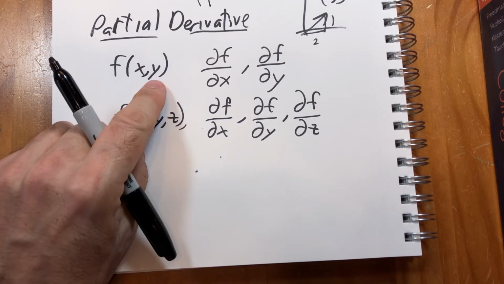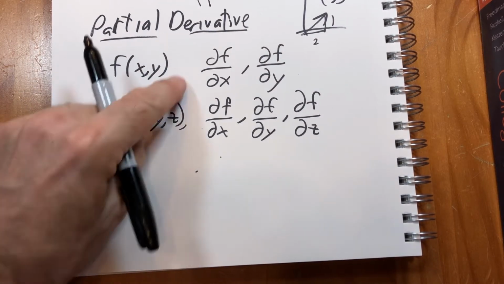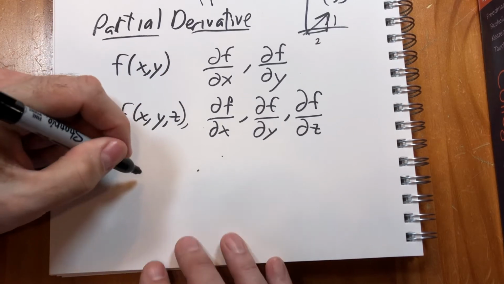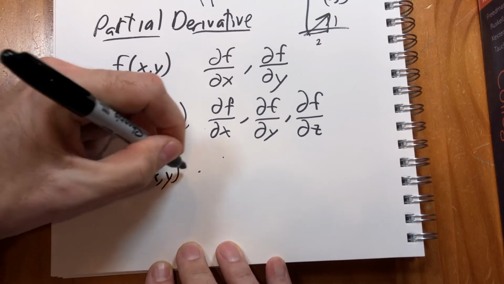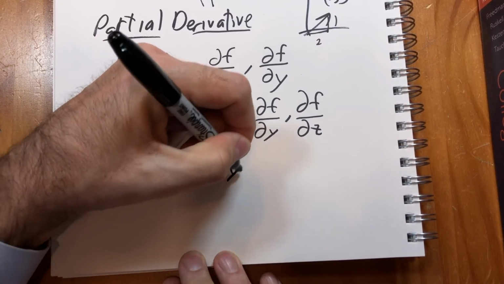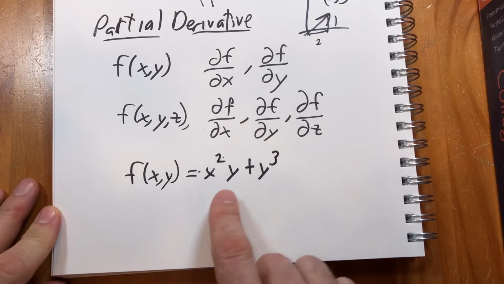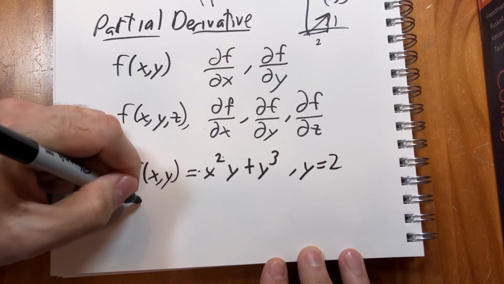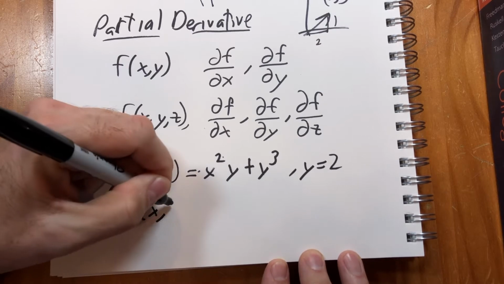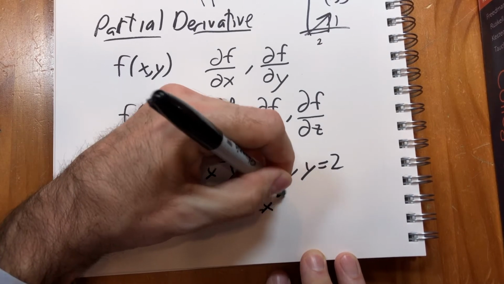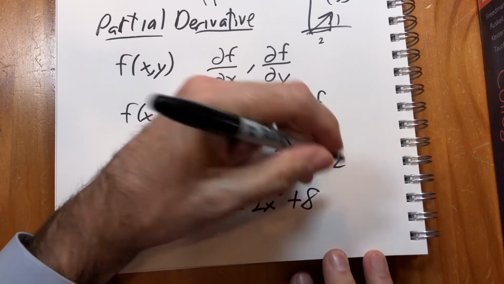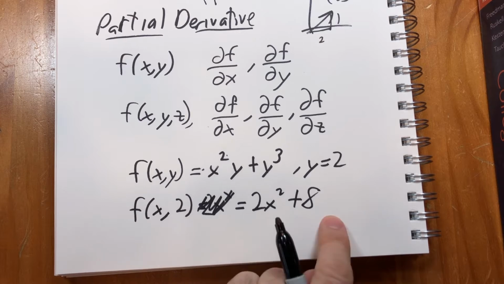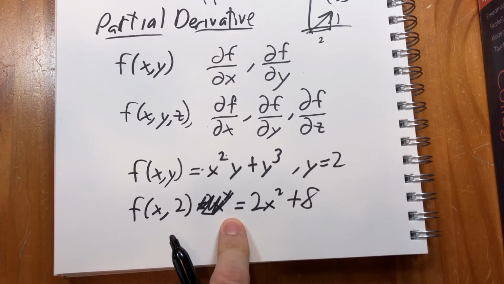When we fix the value of one variable, we're converting this function into a function of one variable. So for example, if f(x,y) equals x squared y plus y cubed, and we fix the value of y to 2, then we basically made a function f(x,2) equals 2x squared plus 8, right? Because we just plugged in 2 for y, and what we end up with is just a function of one variable.